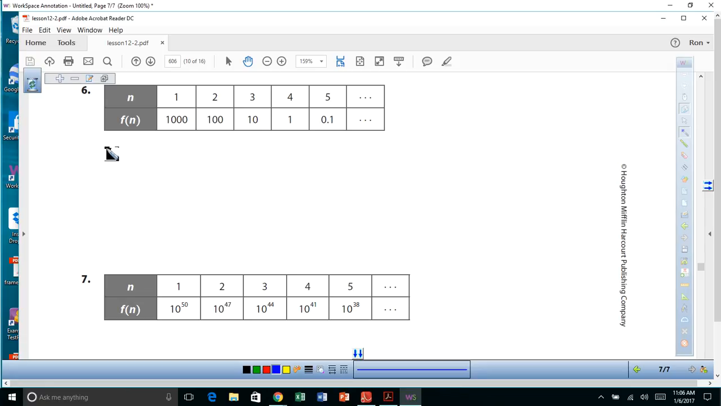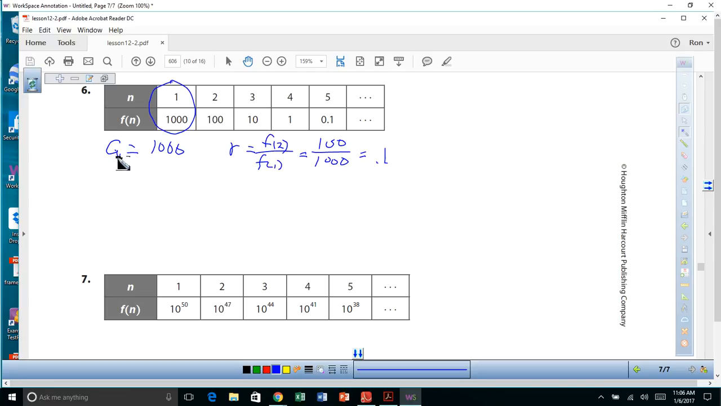Number 6. So what is r? Well, first let's find out a. A equals 1,000. Like I said, the table gave that. What about r? R is going to be f of 2 divided by f of 1, which is going to be 100 divided by 1,000, which again is 0.1.